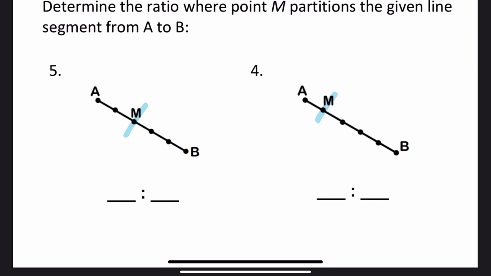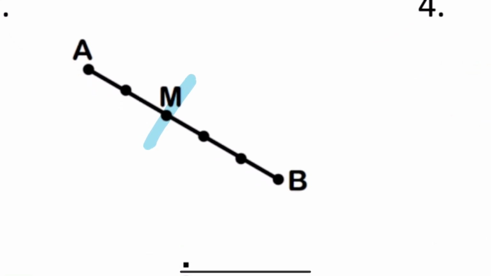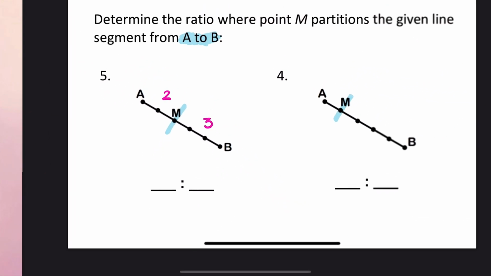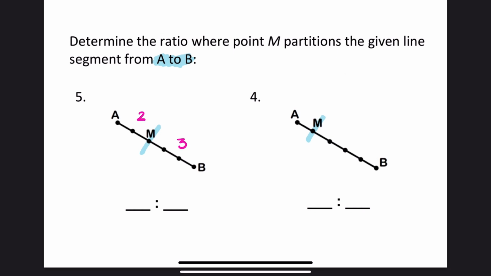So what I'm asking you to do is write the ratio in which M divides AB. And it's really important that I'm saying A to B because I need a starting point. So how many sections are in between A and M? 2. How many sections are between M and B? 3. So in this case, the ratio from A to B that M divides is in a ratio of 2 to 3. Now over here, M is different. It has 1 section on this side and 4 over here. So the ratio in which M partitions line segment AB is 1 to 4.